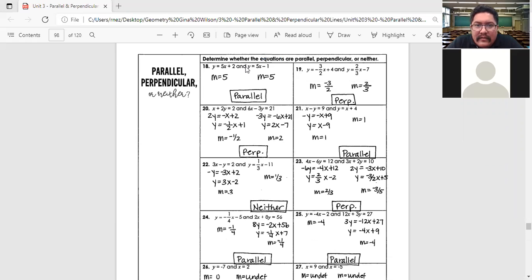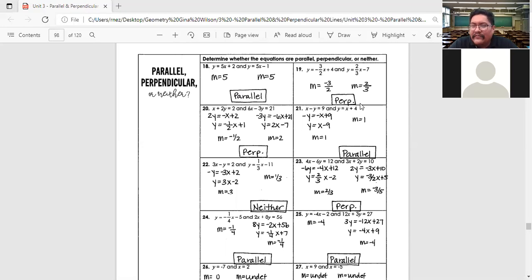Okay, determine whether the equations are parallel, perpendicular, or neither. So those are the only, well, two options you have. So let's look at the slope. Now this one's pretty easy because they're already both in slope-intercept form, y equals mx plus b. So I can just look at the slope and I can see, okay, it's 5. That one's 5. 5 and 5, well, that means they're parallel, right? Because remember, parallel lines have the same slope. And if you think about it, they're kind of heading in the same direction.